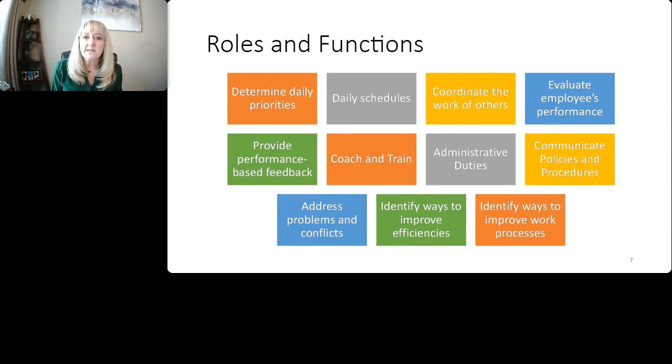I think that's one of the biggest things about a supervisor: you're the person they're looking to for advice, for guidance. You may have some administrative duties that you're responsible for. If there's new policies and procedures out, you communicate those policies and procedures.